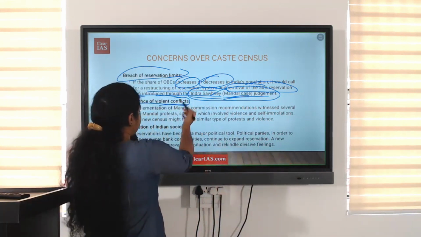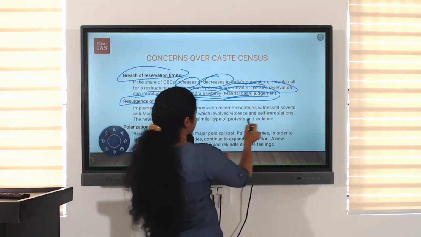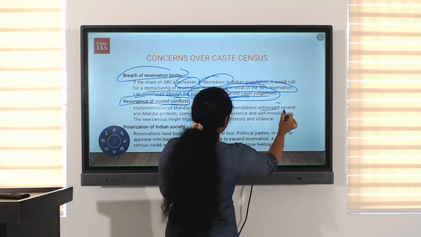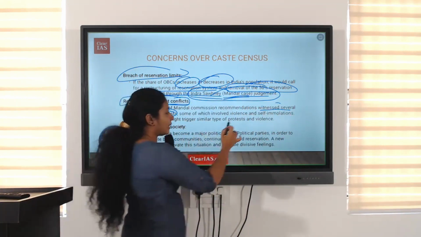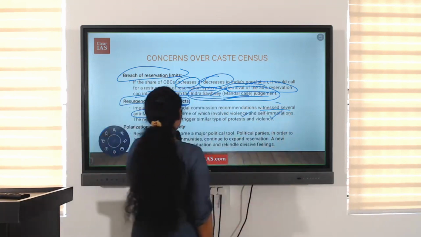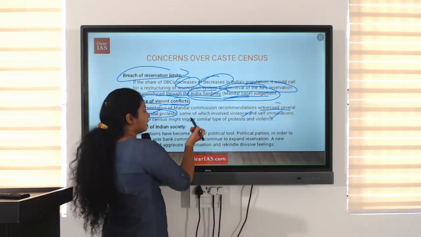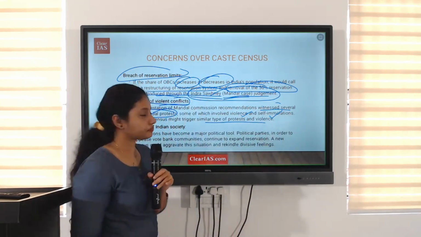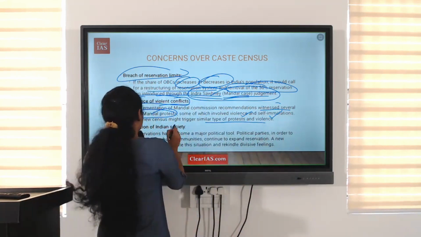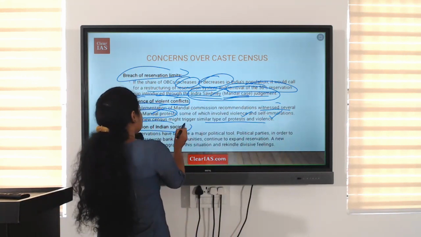Resurgence of violent conflicts. Implementation of the Mandal Commission recommendation witnessed several anti-Mandal protests, some of which involved violence and self-immolations. A new caste census might trigger similar protest and violence. Clear? Okay. Now, polarization of Indian society.